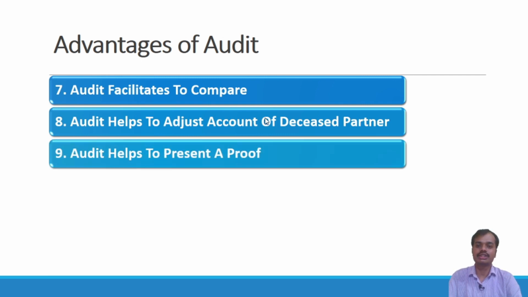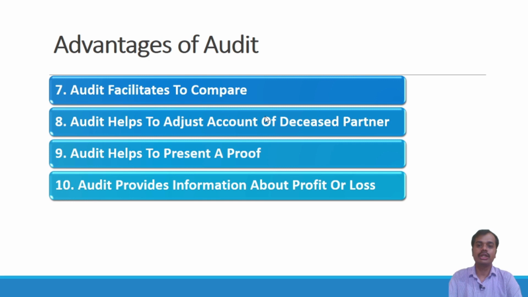Next advantage is audit helps to present a proof. If any case is filed against the auditor regarding negligence, the auditor can present the audit report as a proof to settle such case. So, it helps to present proof to settle such cases.